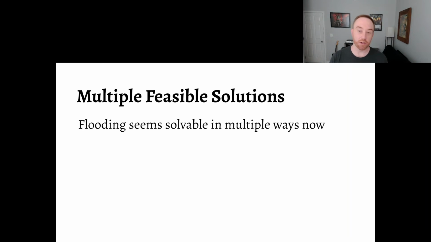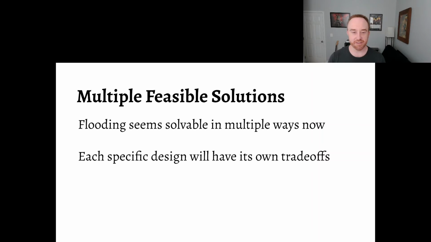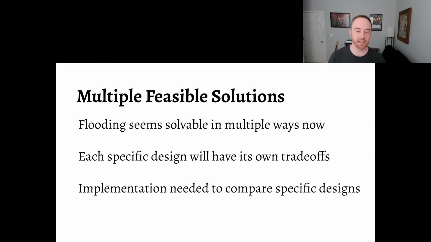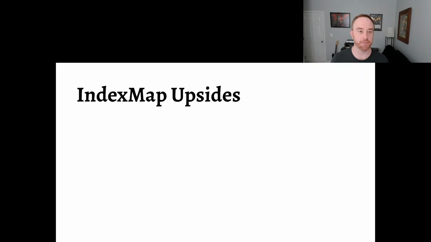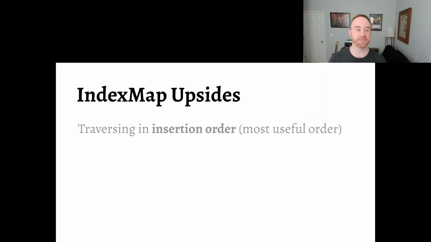So yeah, there's multiple feasible solutions here. It seems solvable in multiple different ways now that we've explored this possibility space. Each specific design is going to have its own trade-offs, and to compare these, I think we would need to at least implement one of them to see how it goes. Fortunately, this design doesn't have to be set in stone. It's just the first one we're going to try building. Okay, so to summarize all that, index map upsides.